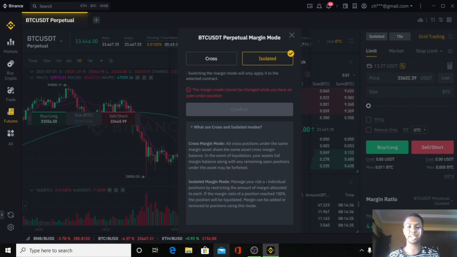Instead, I set an isolated margin, so that if it goes the wrong way, all it liquidates is the margin I used to enter that particular trade, instead of taking out my whole account. So that's it for that. Let's go more into this.